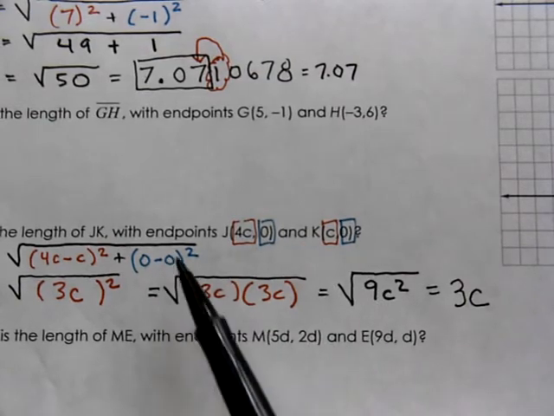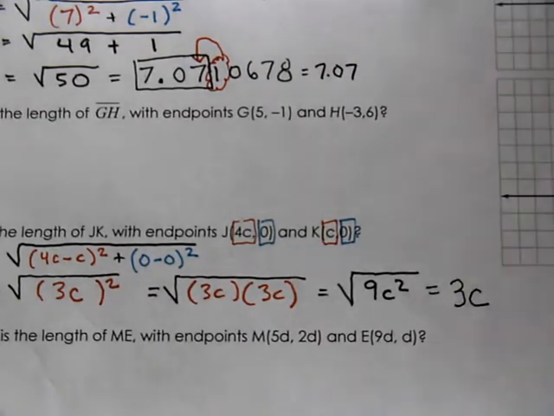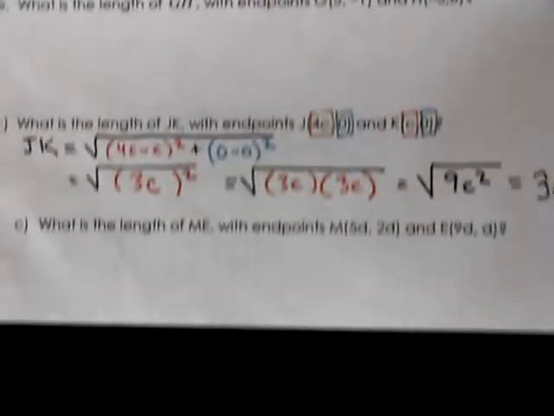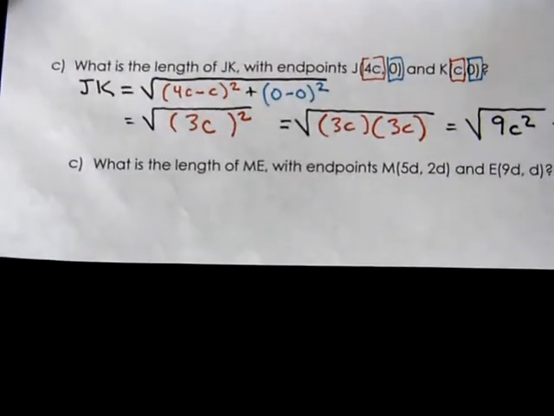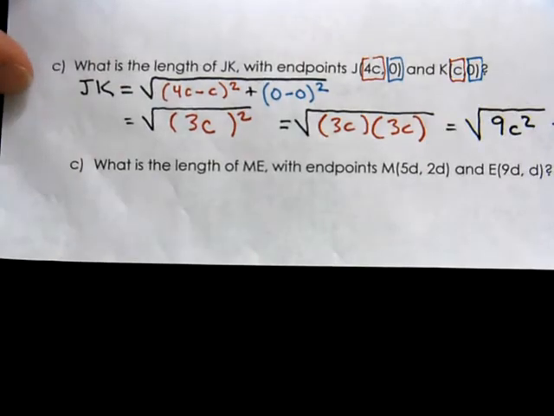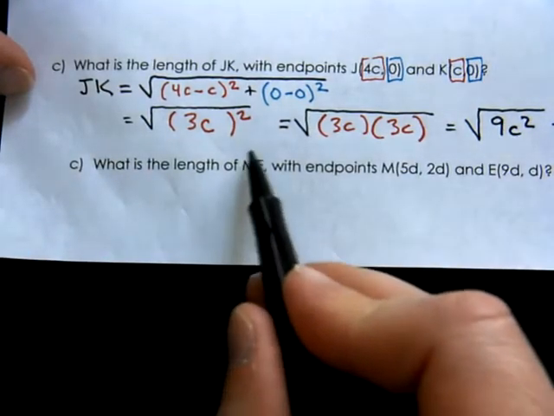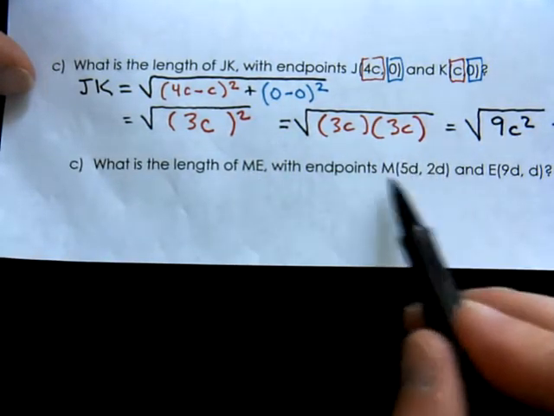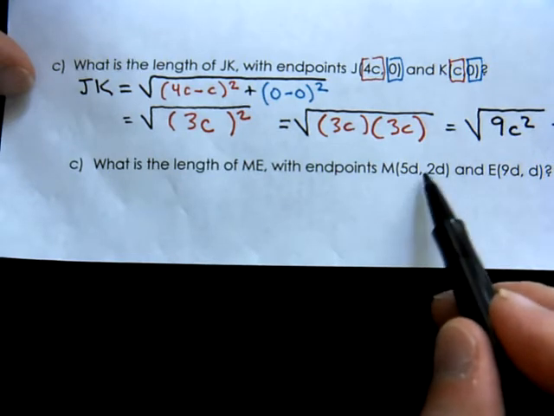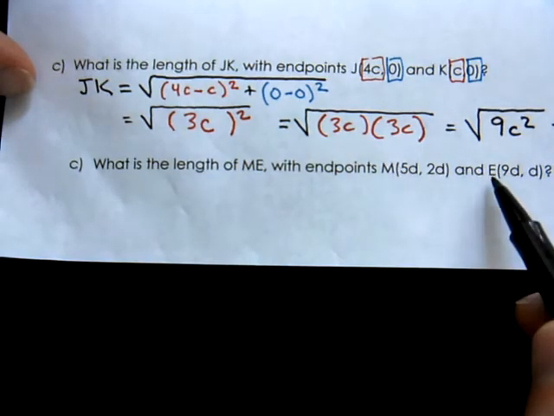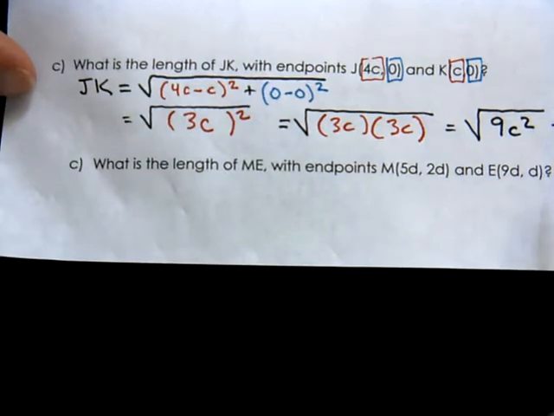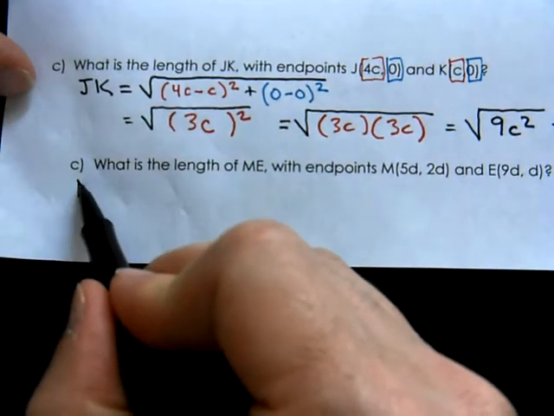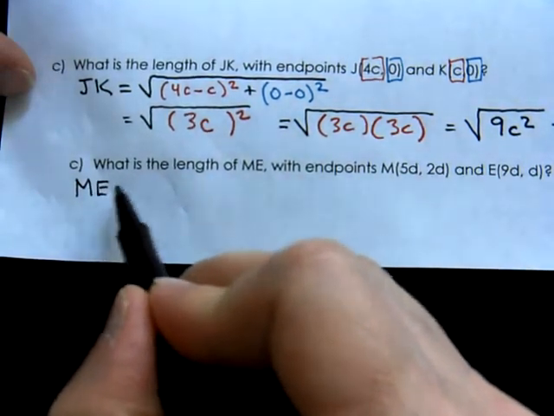The zeros dropped out. But let's take it to the next level and take a look at a problem where they don't drop out quite so nicely. Here's our last example for today. What is the length of segment ME with the endpoints of point M, which is 5D, 2D, and point E is 9D, 1D. Alright, let's set this up.